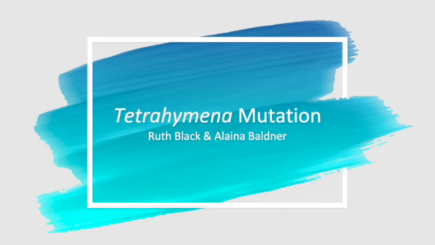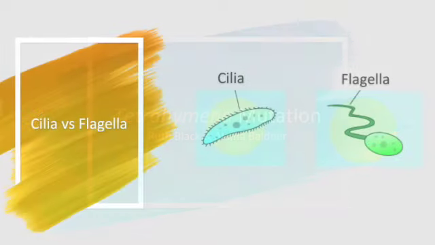Today, we will be presenting on mutations in Tetrahymena. Before we get to the details of the experiment, we need to briefly talk about some key concepts. Two structures that aid in the movement of cells or organisms are cilia and flagella.